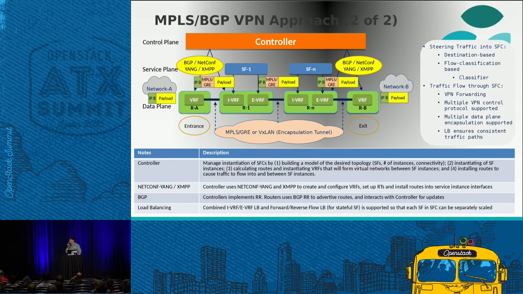And as you can see, the controller interacts with the virtual routers using the existing functions in the configurations. For example, NETCONF YANG with those virtual routers, or XMPP for the existing routers, or NETCONF YANG for the edge routers. And of course, BGP will be used for the route advertisement, using the RR, the route reflector, to advertise the routes between the different virtual routers. And of course, load balancing could be used to balance the different instances of the functions.